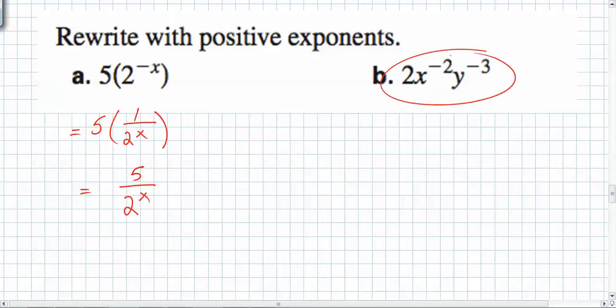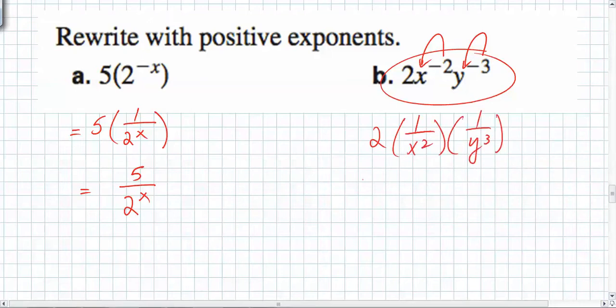Over here, keep in mind that the negative 2 power is only affecting x, and the negative 3 power is only affecting y. So that's going to be 2 times 1 over x squared times 1 over y cubed. Multiply across, and you get 2 over x squared y cubed. Be careful. None of those powers are touching the 2, so the 2 stays on top. And remember, the negative power does not mean a negative answer.